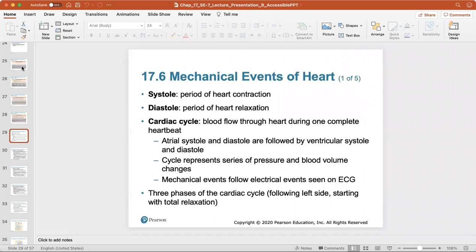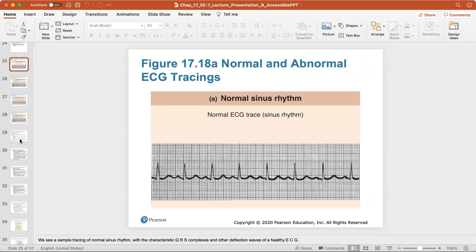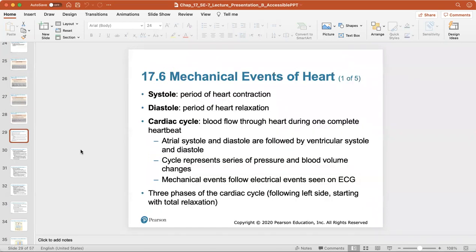The mechanical events of the heart: systole refers to the period of heart contraction. Diastole refers to the period of heart relaxation. And the cardiac cycle is all the blood flow through the heart during one complete heartbeat. Atrial systole and diastole are followed by ventricular systole and diastole.